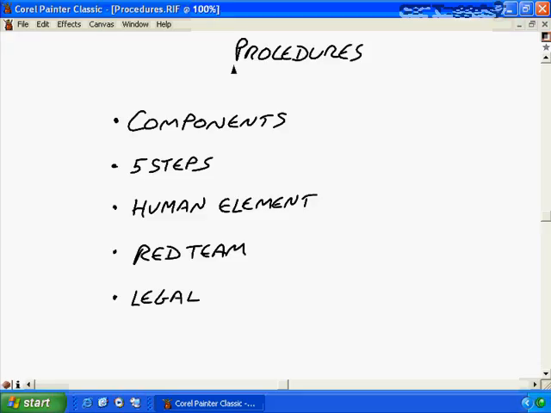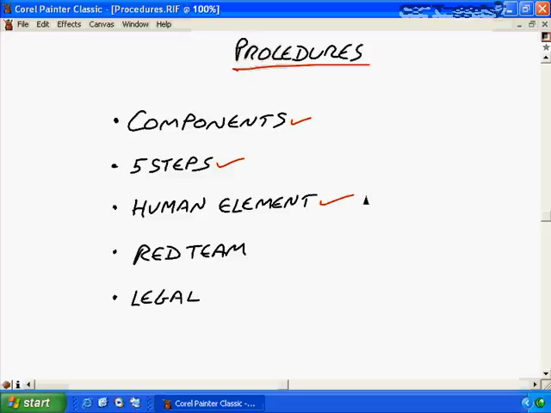Procedures. In this nugget, we'll be talking about certain procedures within a hack. The first thing we'll be discussing is several key components that you'll need to keep in mind, the most important of which will be a legal contract. I've talked about that a little bit before, but there's some more specific details I'll give you here. And we'll also talk about the 5 steps that are involved in a hack, and we'll be doing those 5 steps as we go throughout the rest of this series.